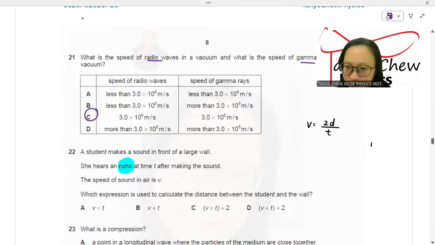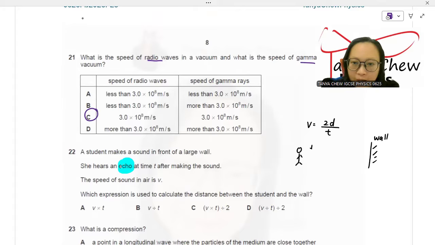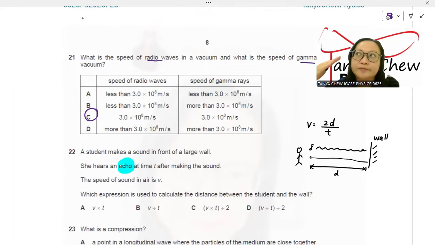Do you know why? Let me draw it. This is a large wall, and this student makes a sound. So the sound travels a certain distance. I try to draw the notes for the music actually, right? So this is a distance traveled, and in order for the student to listen back to his own reflection, the sound needs to travel back to his ear. So that is why the total distance must be 2 times the distance, to and fro. That is why I put 2d. To calculate the distance, you make the distance the subject. Distance is equal to speed times time divided by 2. So C is the answer.